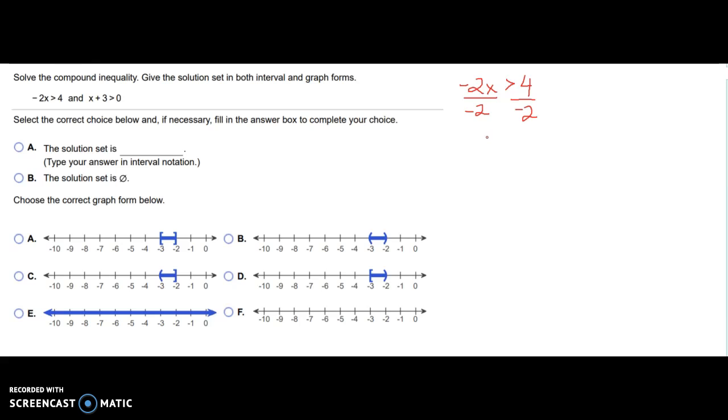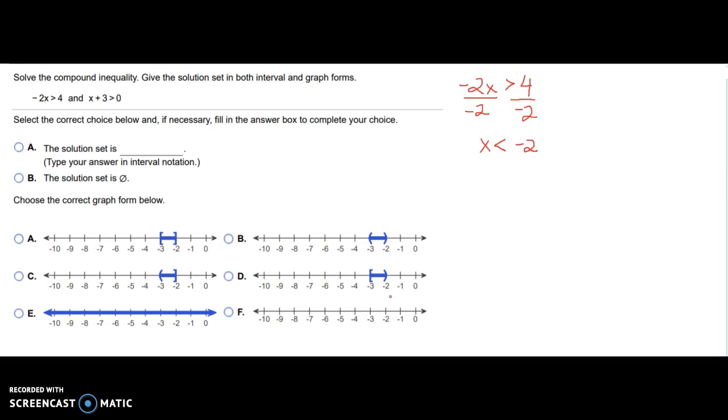And when you divide by a negative, you're going to switch the symbol. So now it's going to be less than. And positive 4 divided by negative 2 is negative 2. So that's the first inequality. X is less than negative 2.